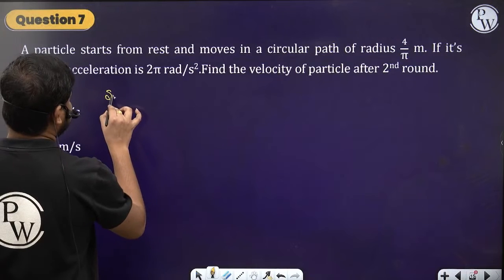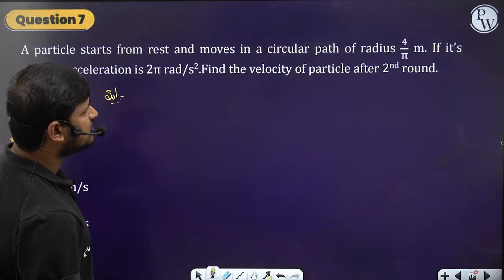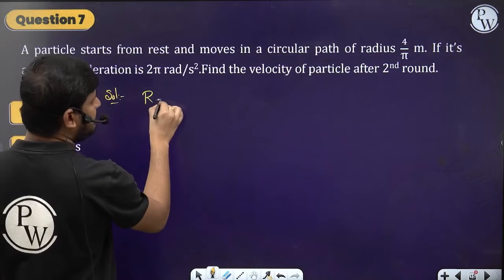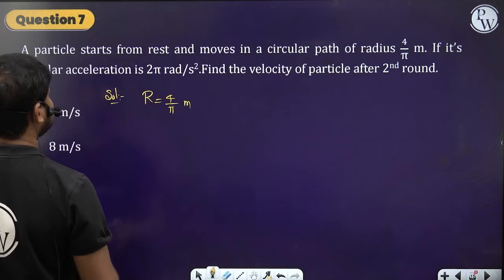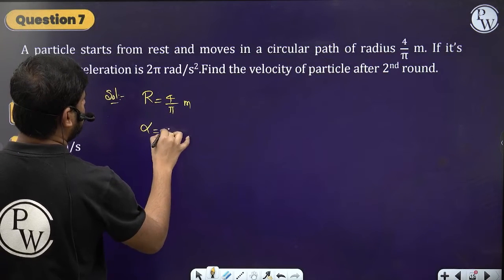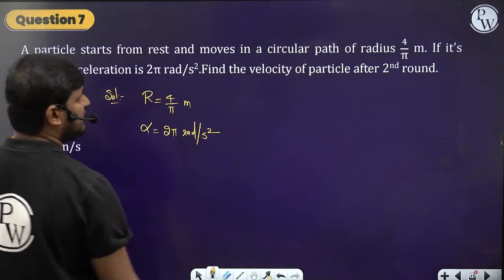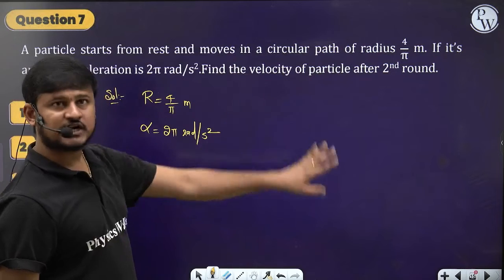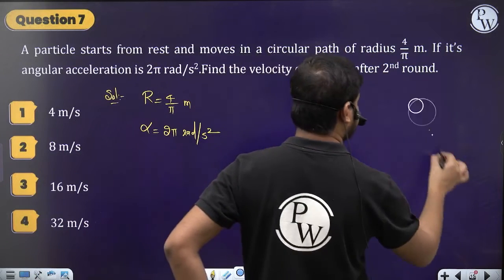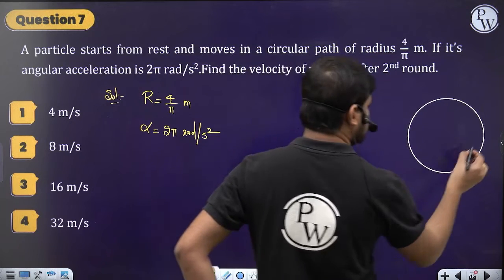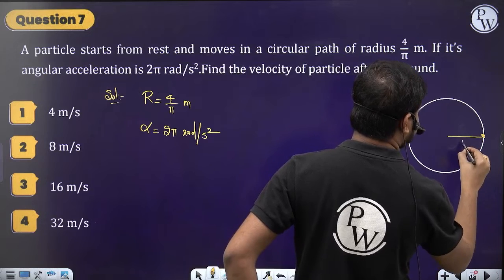So what does the question say? See here. A particle starts from rest and moves in a circular path of radius 4 by pi meters. Radius is given. Its angular acceleration alpha is given as 2 pi radian per second square. Find the velocity of the particle after the second round. So after the second round means, try to understand here. Let's suppose the particle started from here, and let the radius of this circle be R.